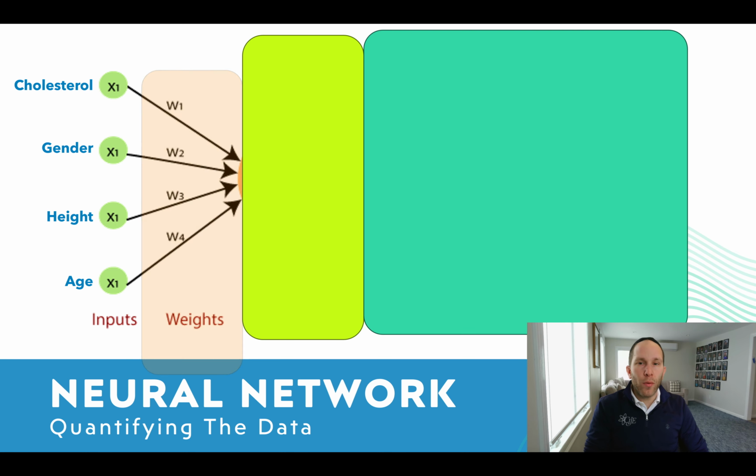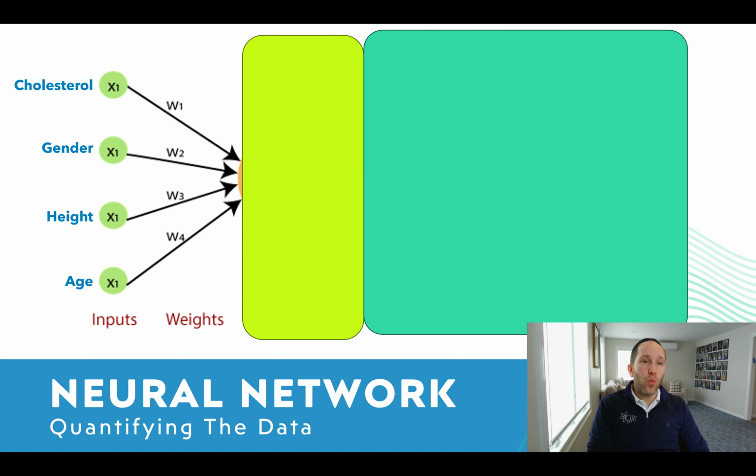And the first thing the neural network is going to do is develop weights. We want to see how important each one of these factors is. How important is cholesterol? How important is your gender? How important is your height? And how important is your age? Off the top of our heads, we know cholesterol is pretty important for determining heart disease. Gender does play a role. Height, not such a role. And age does play a role. As you get older, you're more susceptible to heart conditions.